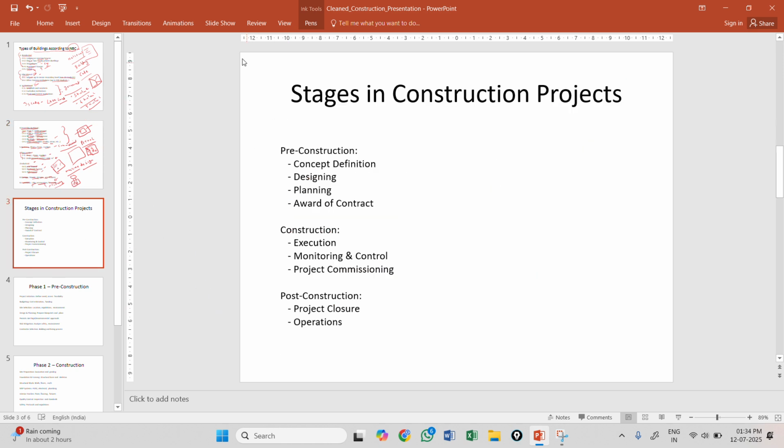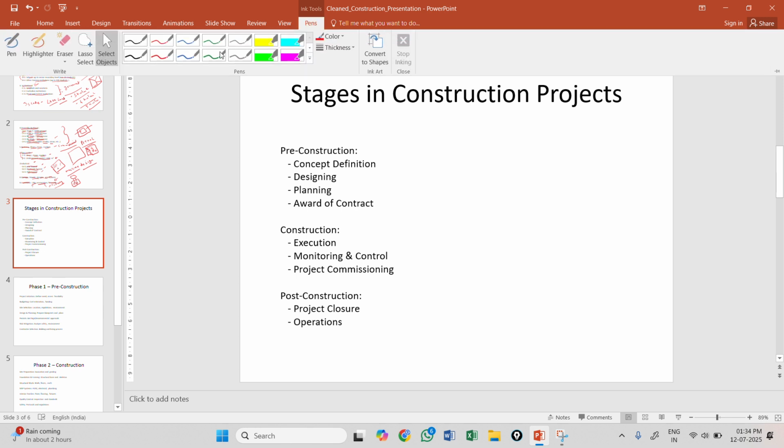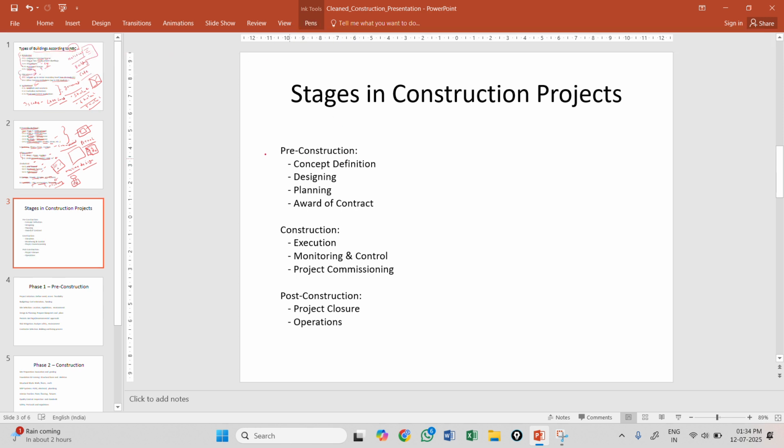Next come stages in construction projects. What normally happens is there are 3 types: pre-construction, construction, and post-construction. In pre-construction, first of all, a client will tell us his concepts. Then we'll plan, I mean design. Then we'll plan it accordingly. Then we give the award of the contract. We give them the work that we have done, and we ask them for suggestions, if they have any ideas they want to add or something like that.